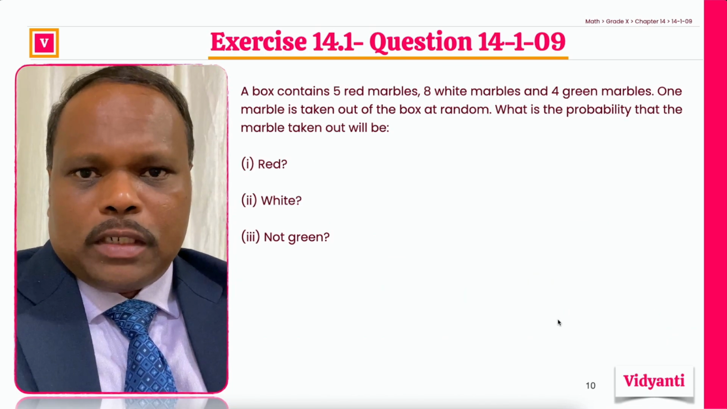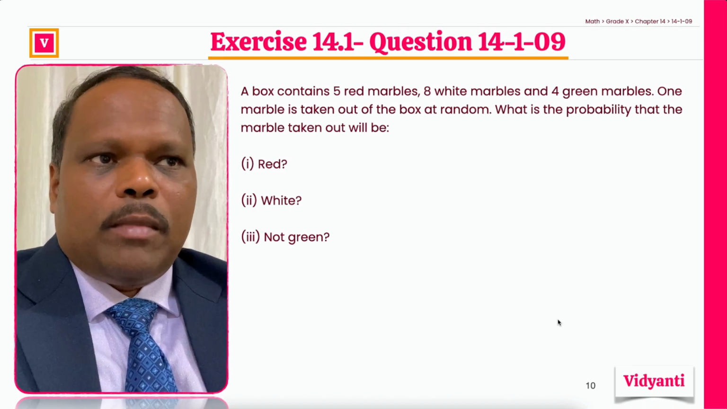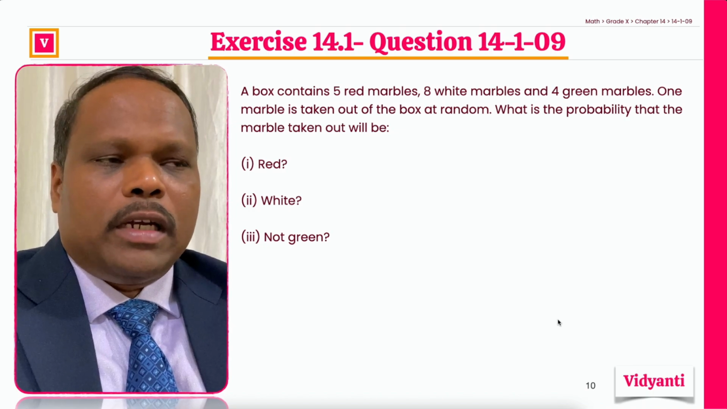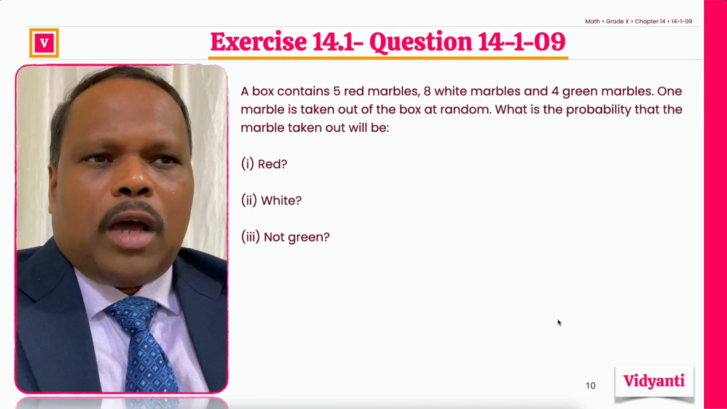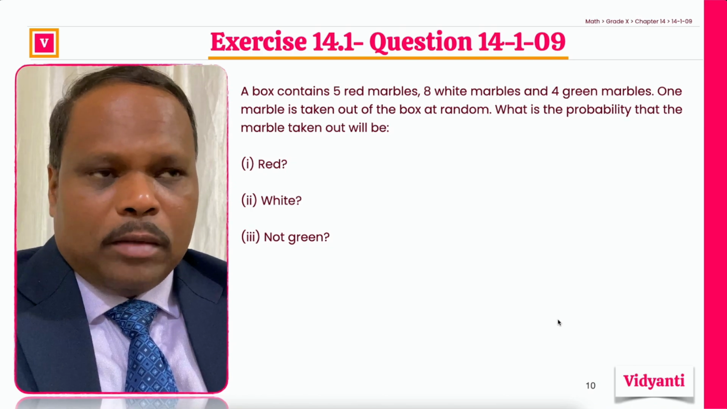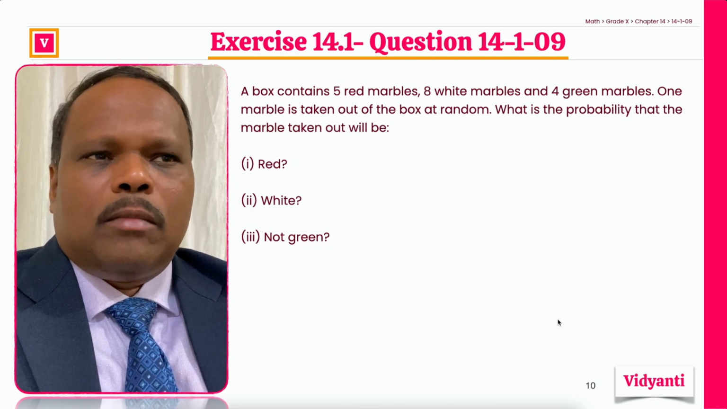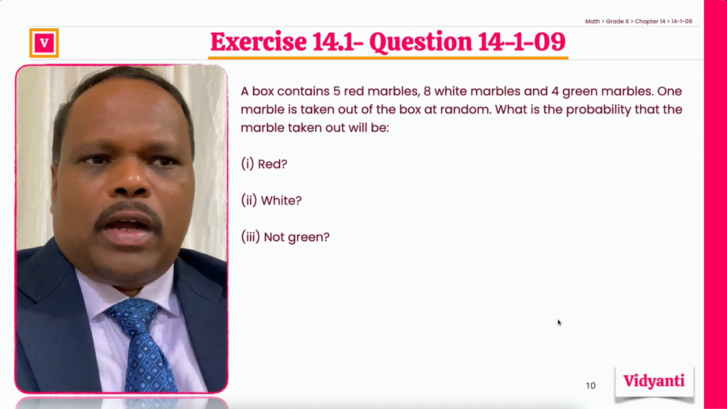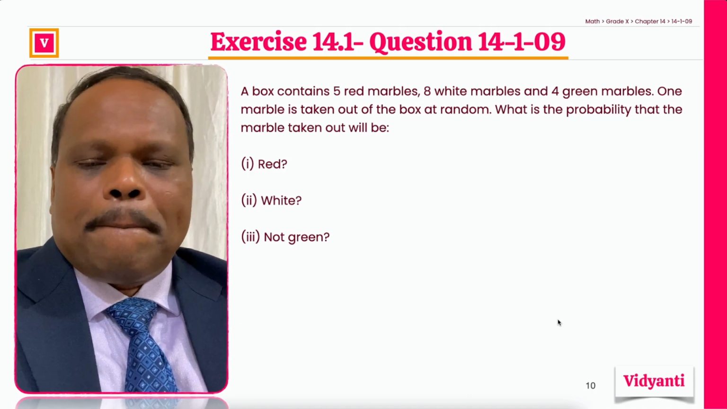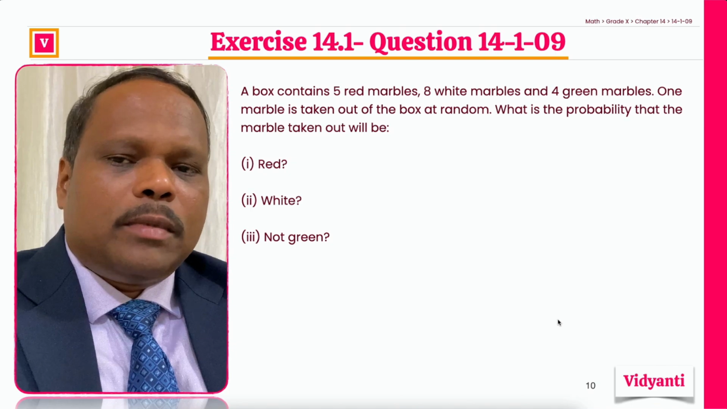Let's go to the next question. A box contains 5 red marbles, 8 white marbles and 4 green marbles. A marble is taken out of the box at random, and what is the probability that the marble taken out is red, white, not green?